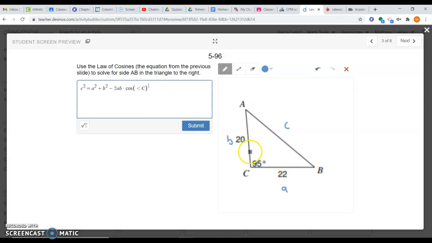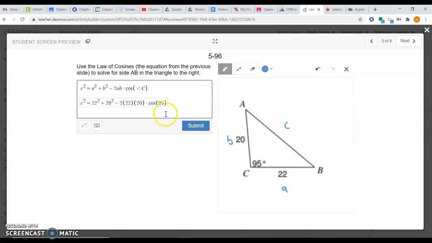Then it's just a series of plugging in numbers and then doing our calculations correctly on our calculator. So c squared, we have no value there, so it stays c squared. A squared, that's going to be 22 squared, plus B squared, that's 20 squared, minus 2 times our A, which again is 22, times our B, which is 20, times the cosine of our angle C, and our angle C is 95.